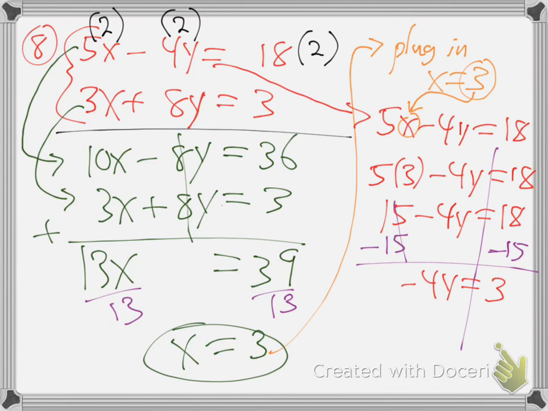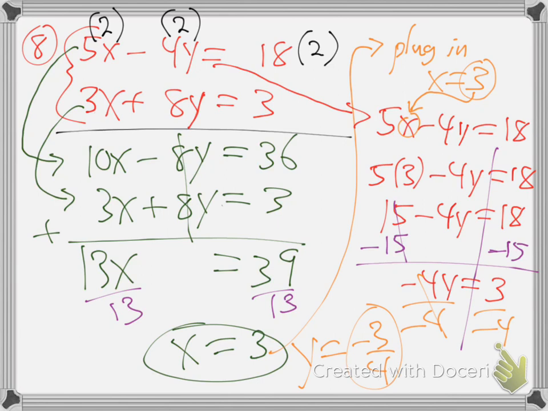Minus 4y is 3. Last step. Divide by minus 4. Is that right? Oh, it was weird. It's a fraction. Okay. So y is minus 3/4, isn't it? Came out to be a fraction. I didn't expect that. There we go.